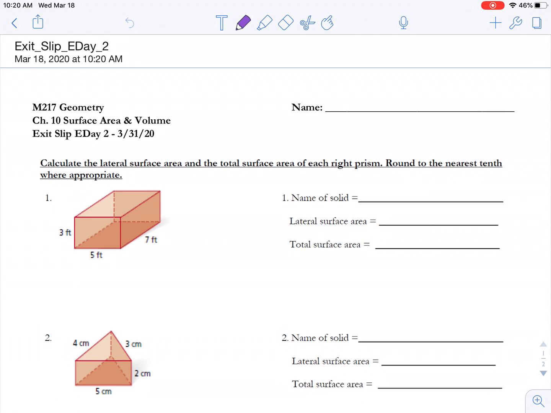Hey guys, let's see how exit slip day 2 went. We're calculating the lateral surface area and the total surface area of each right prism, rounding to the nearest tenth where appropriate. Number 1 is a rectangular prism.